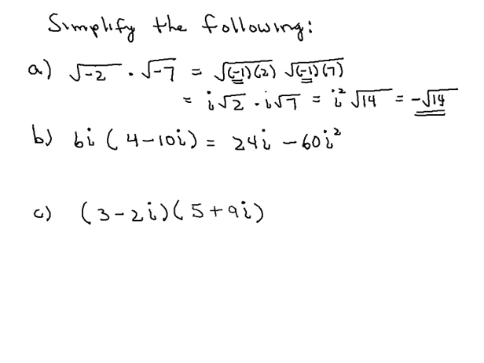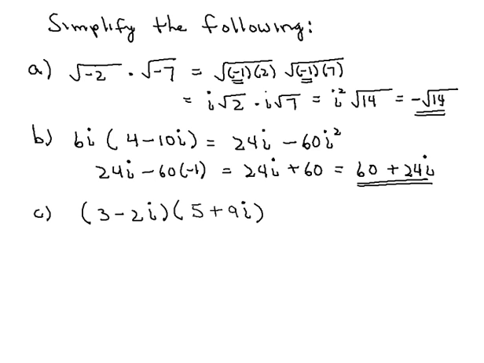squared. So now we'll have, and let's come down to the next line here, 24i minus 60 times, now we know that i squared is -1. So this will then give us 24i plus 60. And we would like to write this in a plus bi form, which means we would like the real term stated first. We'll then have 60 plus 24i as our final answer for this.